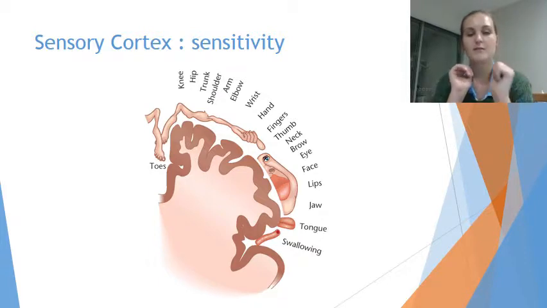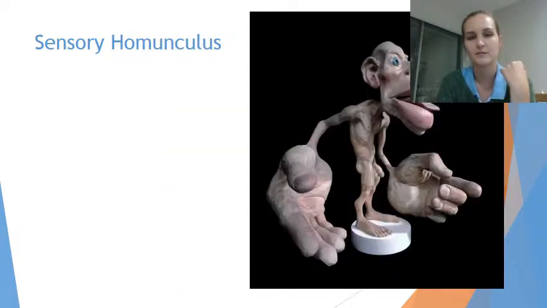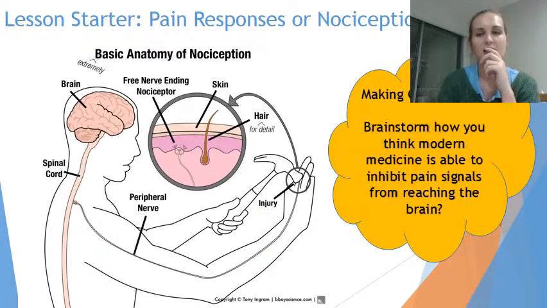Now we have the same thing for the sensory cortex. As you could imagine, again, things like your lips are very highly innervated by sensory neurons, so it's a lot bigger. And then things like, obviously, your feet are a bit smaller, and we know that they're not as sensitive as, say, your lips. Again, there's the sensory homunculus for you. It's an interesting looking character, isn't it? Okay, we're going to stop there.